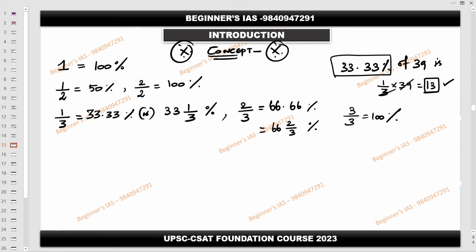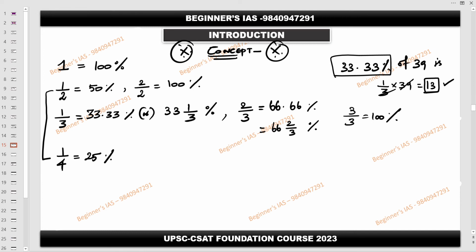Fine. So next thing is 1 by 4. 1 by 4 is very important. Listen carefully. Half of 1 by 2 is nothing but 1 by 4. What is half of 50 percentage? 25%. And what is half of that? 25 percentage. 25%, sir. Yes.